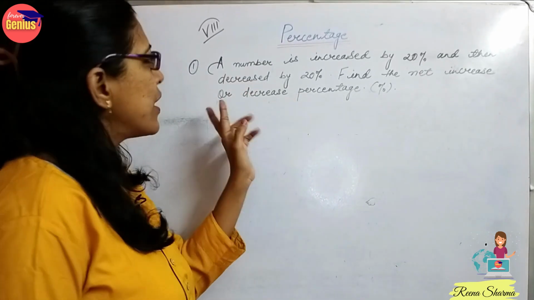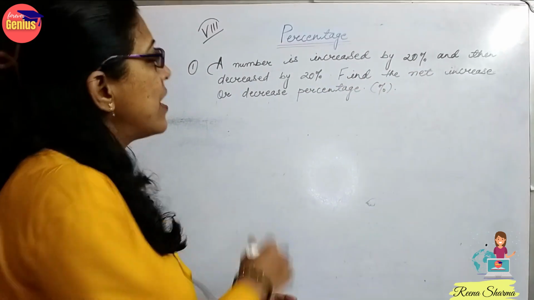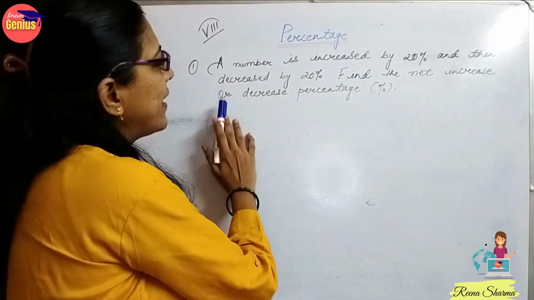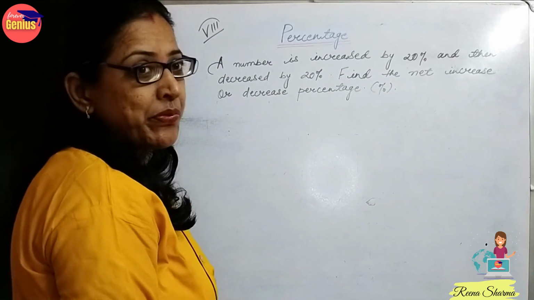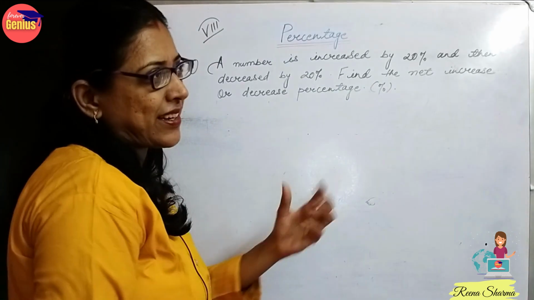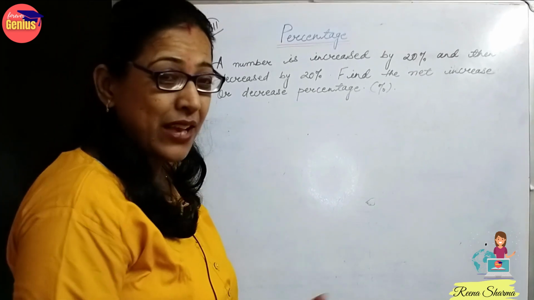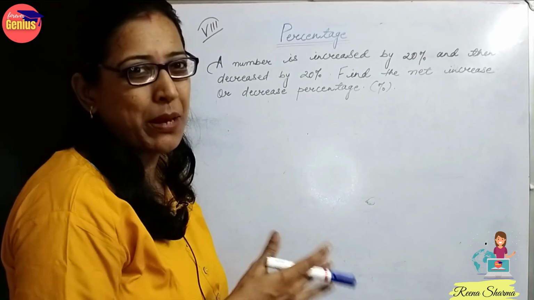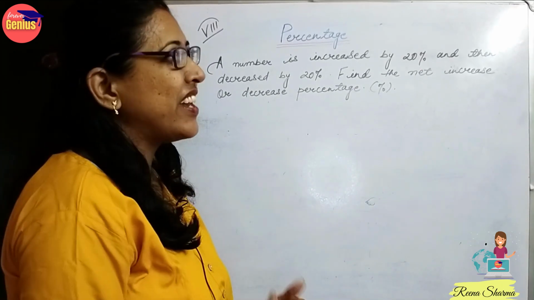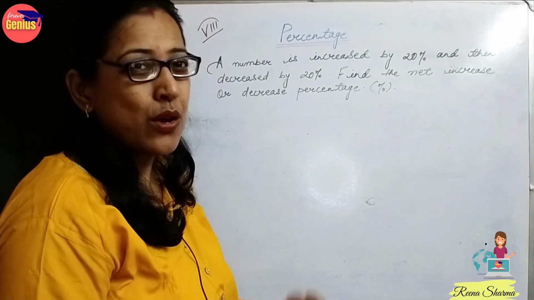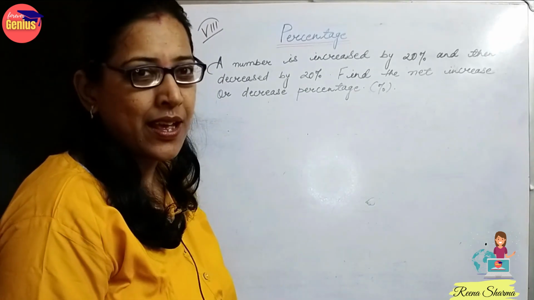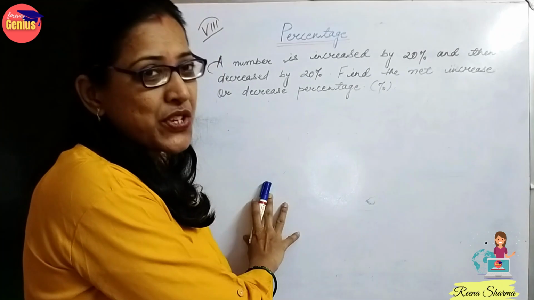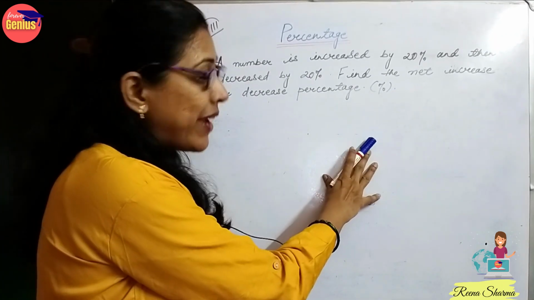The first question is, a number is increased by 20%. Suppose we increase a number by 20% and then decrease by 20%. Whenever students see these types of sums, first increase, then decrease, they try to skip them. They think it may be clumsy, irritating calculations, and no number is given, so on what basis are we supposed to calculate? But trust me, students, this is going to be a very easy sum.